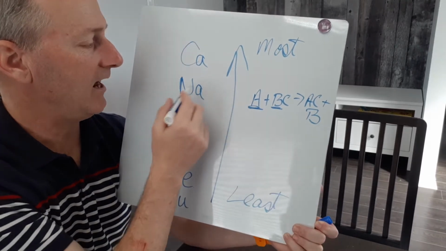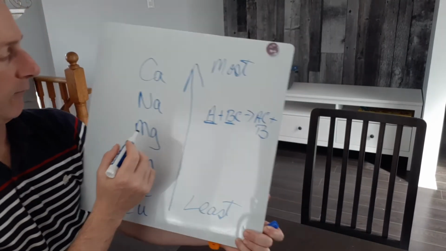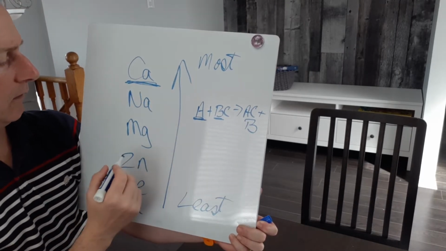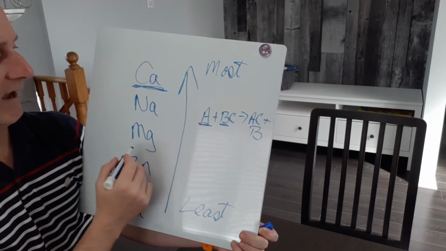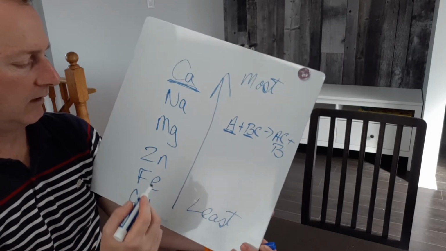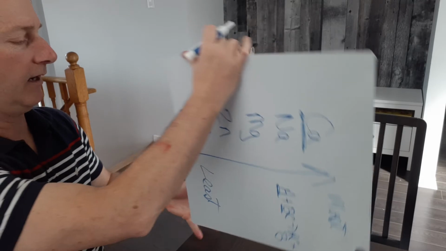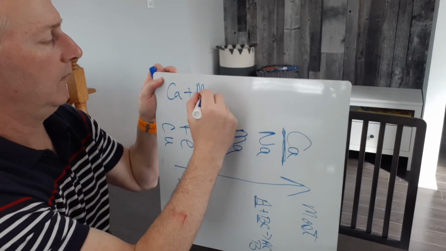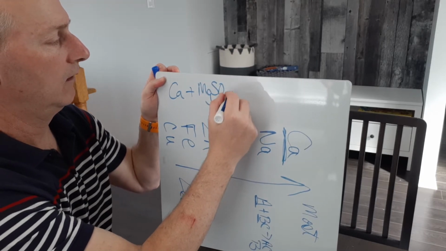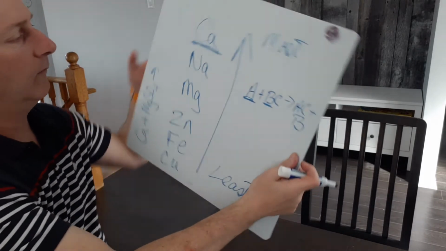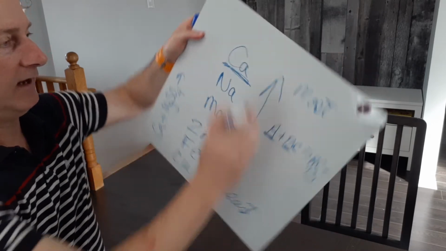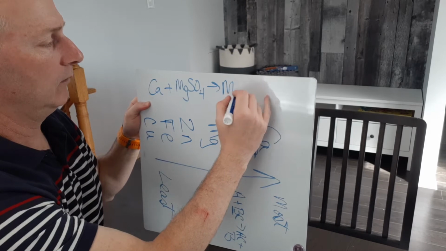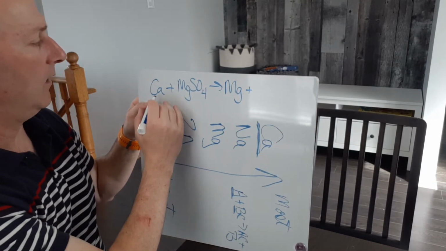But if A is lower, so for example, if we added calcium to magnesium sulfate, let me do that little reaction right here. If I added calcium plus magnesium sulfate, I look at my series, and calcium is higher than magnesium. So this reaction is going to happen. Magnesium is going to get bumped out, it's going to be by itself, and calcium is going to join with sulfate.